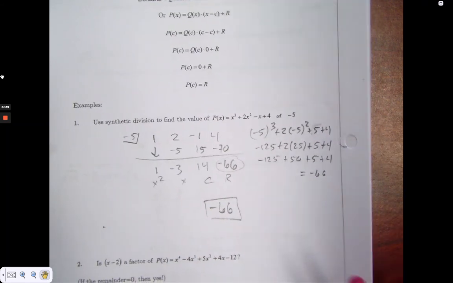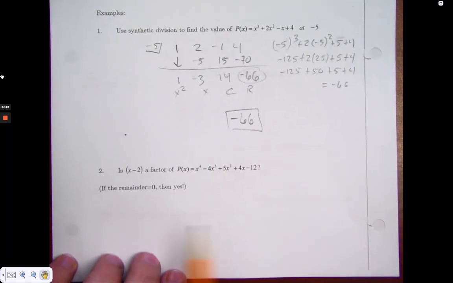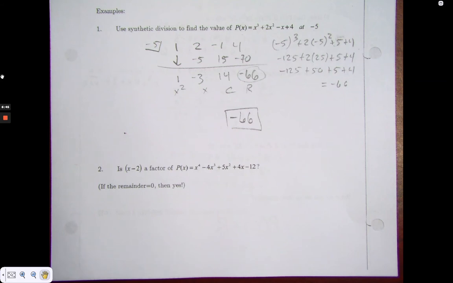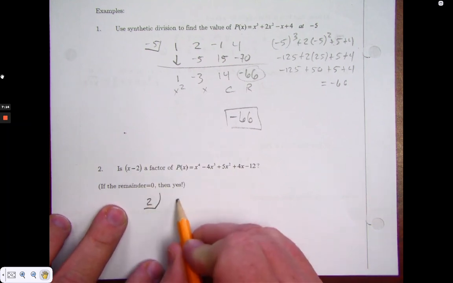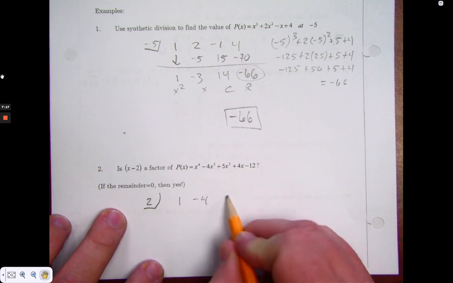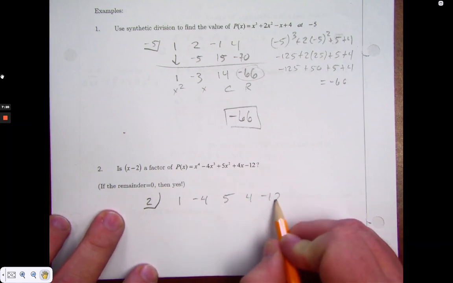Now we can use that to our advantage, because there are a few things we know. When we factor things out, if we have a remainder of 0, that means it factors out perfectly. We end up with those factors that we can then multiply back together to go right back to where we started. So anytime we want to know if something is a factor, we can put that back in using the synthetic division to determine if there's a remainder or not. If we do that, our index would be 2, and then we can just use our coefficients, 1, -4, 5, 4, and -12.